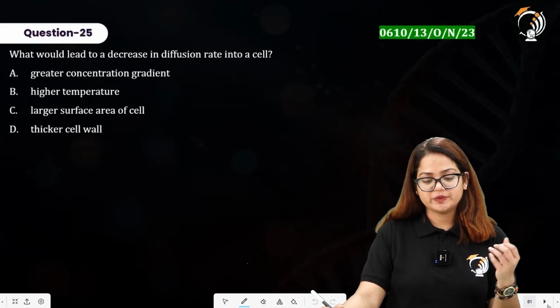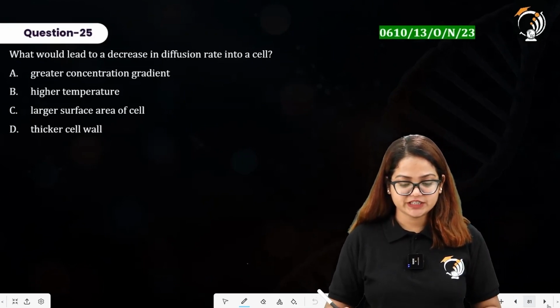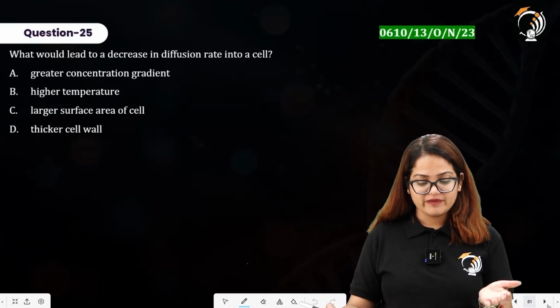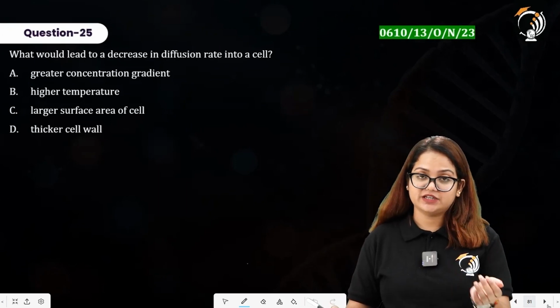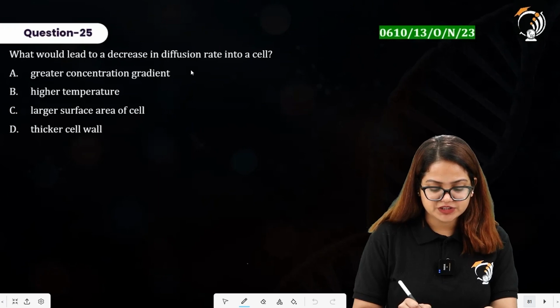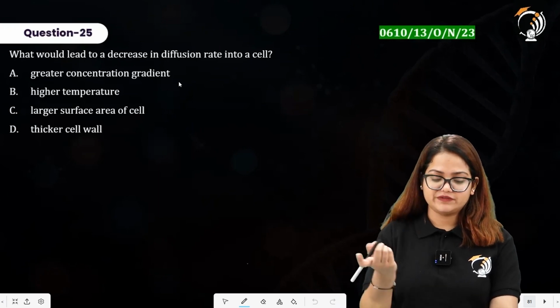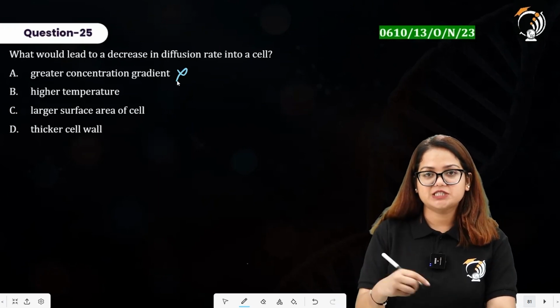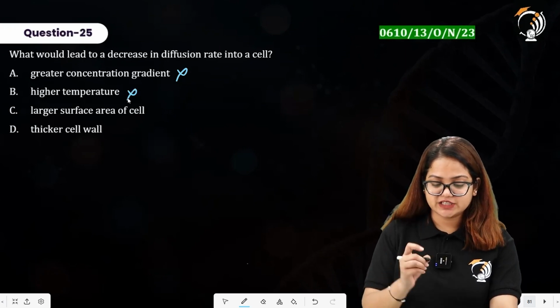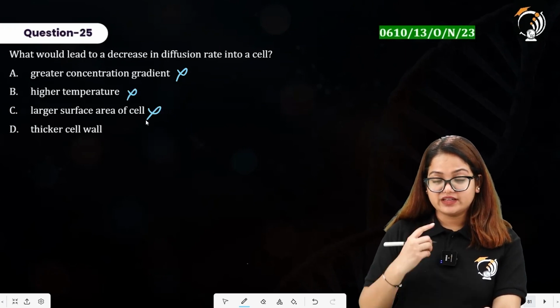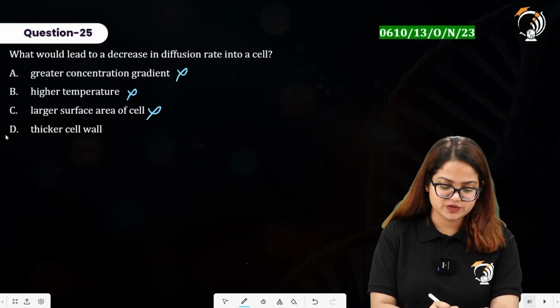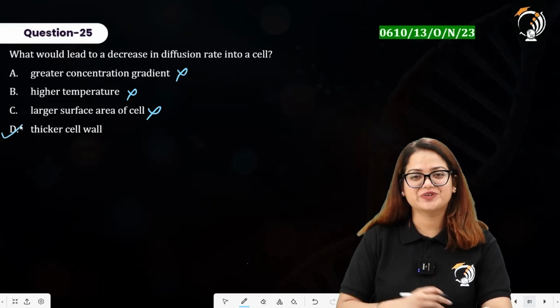Question number 25 says, what would lead to a decrease in diffusion rate into a cell? Now we have to select that factor that will decrease the diffusion rate. Greater concentration gradient will increase the diffusion rate. Higher temperature will increase the diffusion rate. Larger surface area will increase the diffusion rate. Thicker cell wall will decrease the diffusion rate, as we have discussed in the theory part of this session.